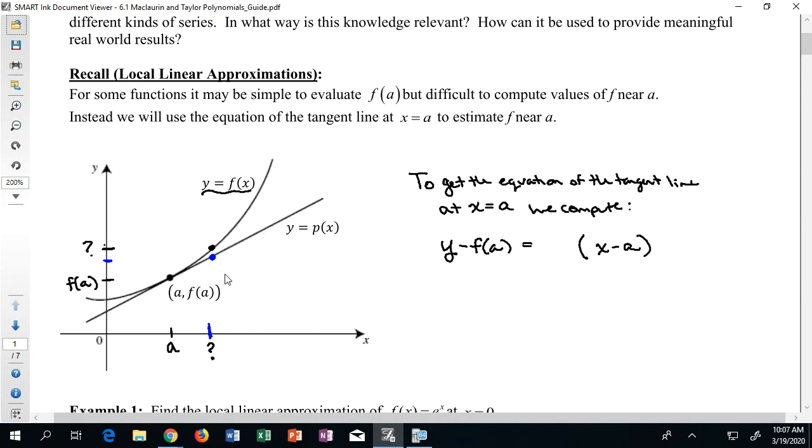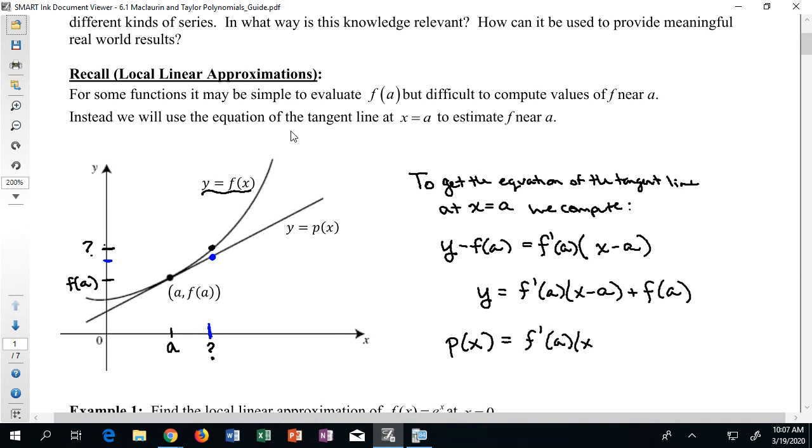Now in Calc 1, we talked about how I would actually determine the slope of a tangent line at any point on a curve. And the way I would do that is with a nice derivative. So if I wanted to, I could go ahead and see that y would then be equal to f prime of a times x minus a plus f of a, if I added that f of a to the other side. And the only thing that I've done here is I've just said, I'm going to call y p of x. I'm not going to change the formula at all. I'm just going to change the way I label it. Okay, so this is the way that I could actually work with this.